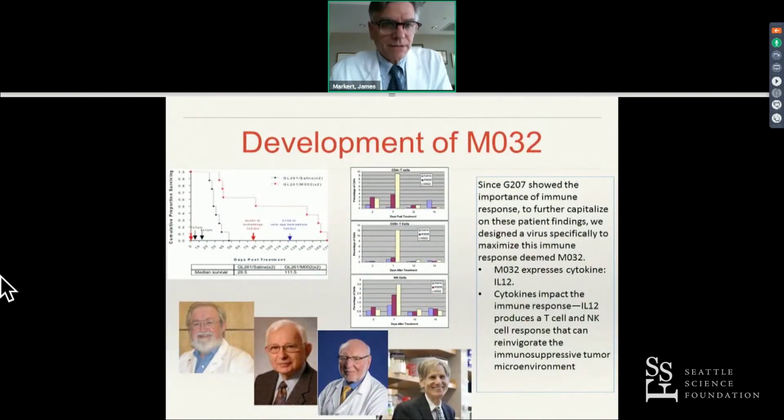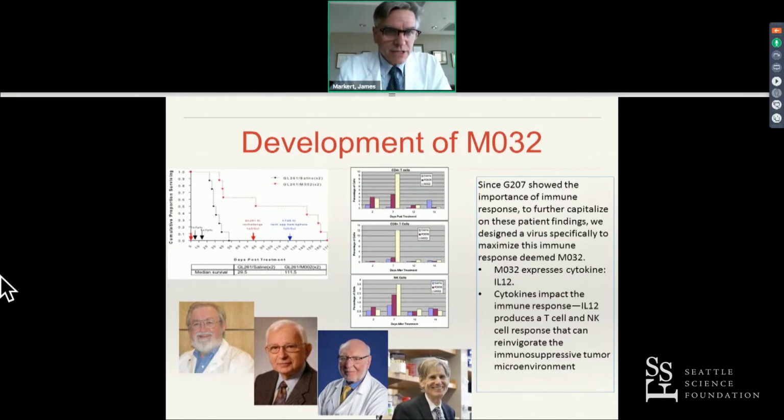Now to get back to my thoughts about increasing the efficacy of G207 in adults by trying to improve the immune response against the virus and tumor, we developed a virus in our laboratory called M032. M032 makes interleukin 12. IL-12 is a critical cytokine for producing both T cell and NK cell responses. The T cell responses can be memory responses, and they can, we hope, reinvigorate an immunosuppressive tumor environment.